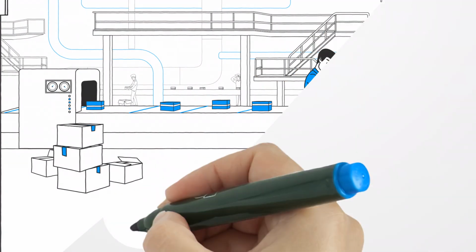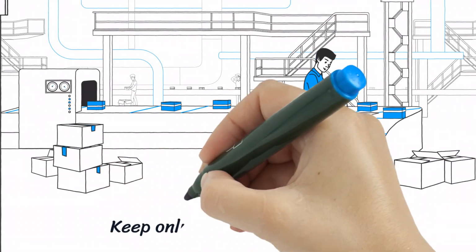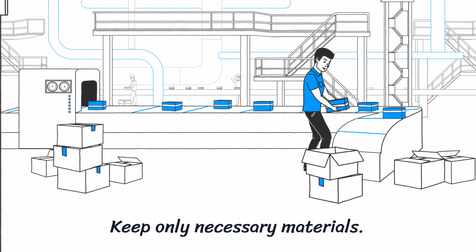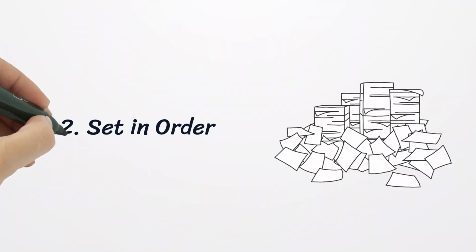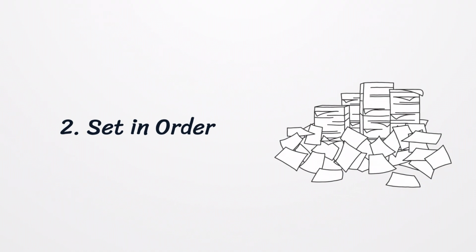In the storage area, sort through raw materials and remove any outdated or damaged items. This ensures only the needed materials are accessible. Arrange necessary items in a way that makes them easy to find and use. Everything should have a designated place, clearly labeled.